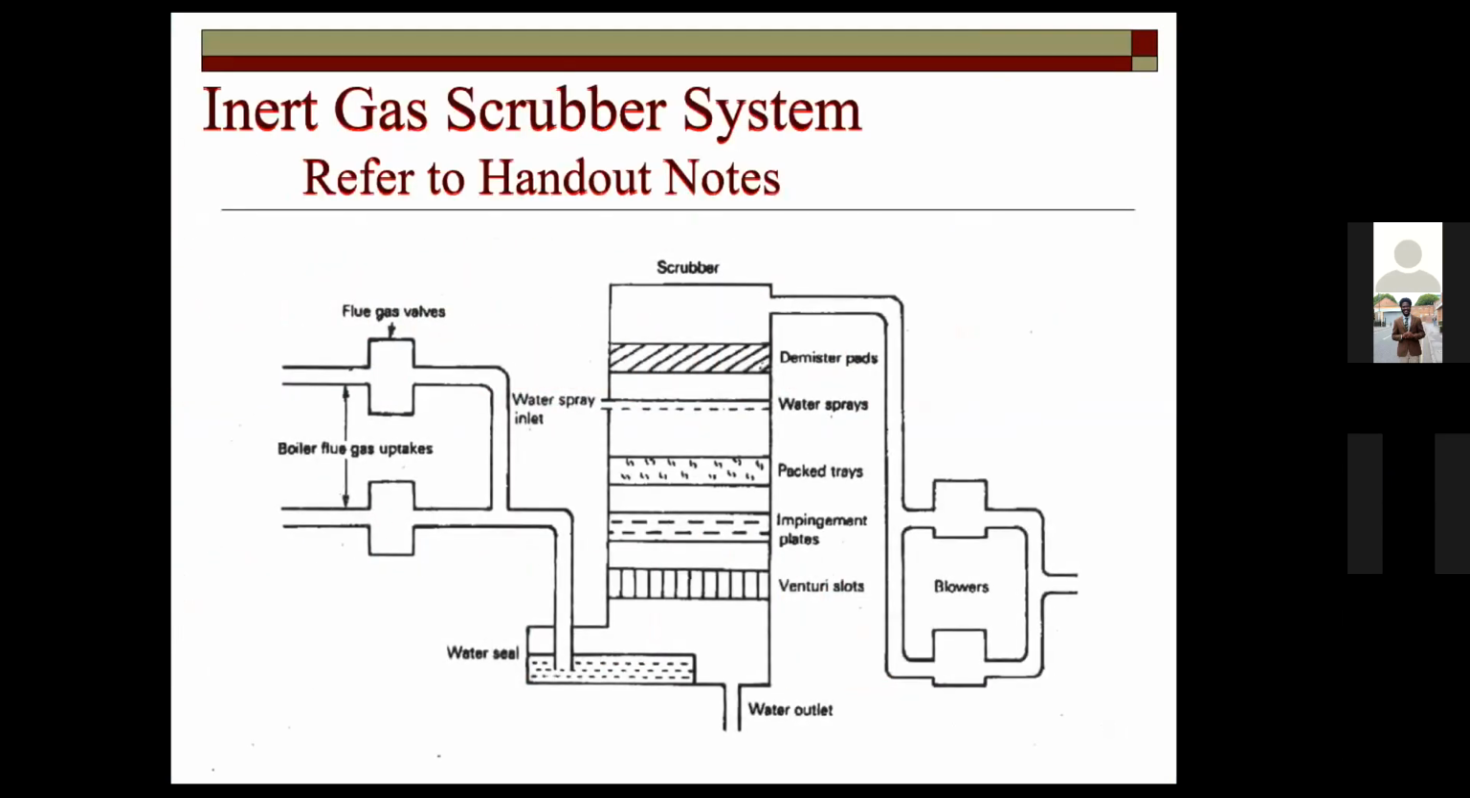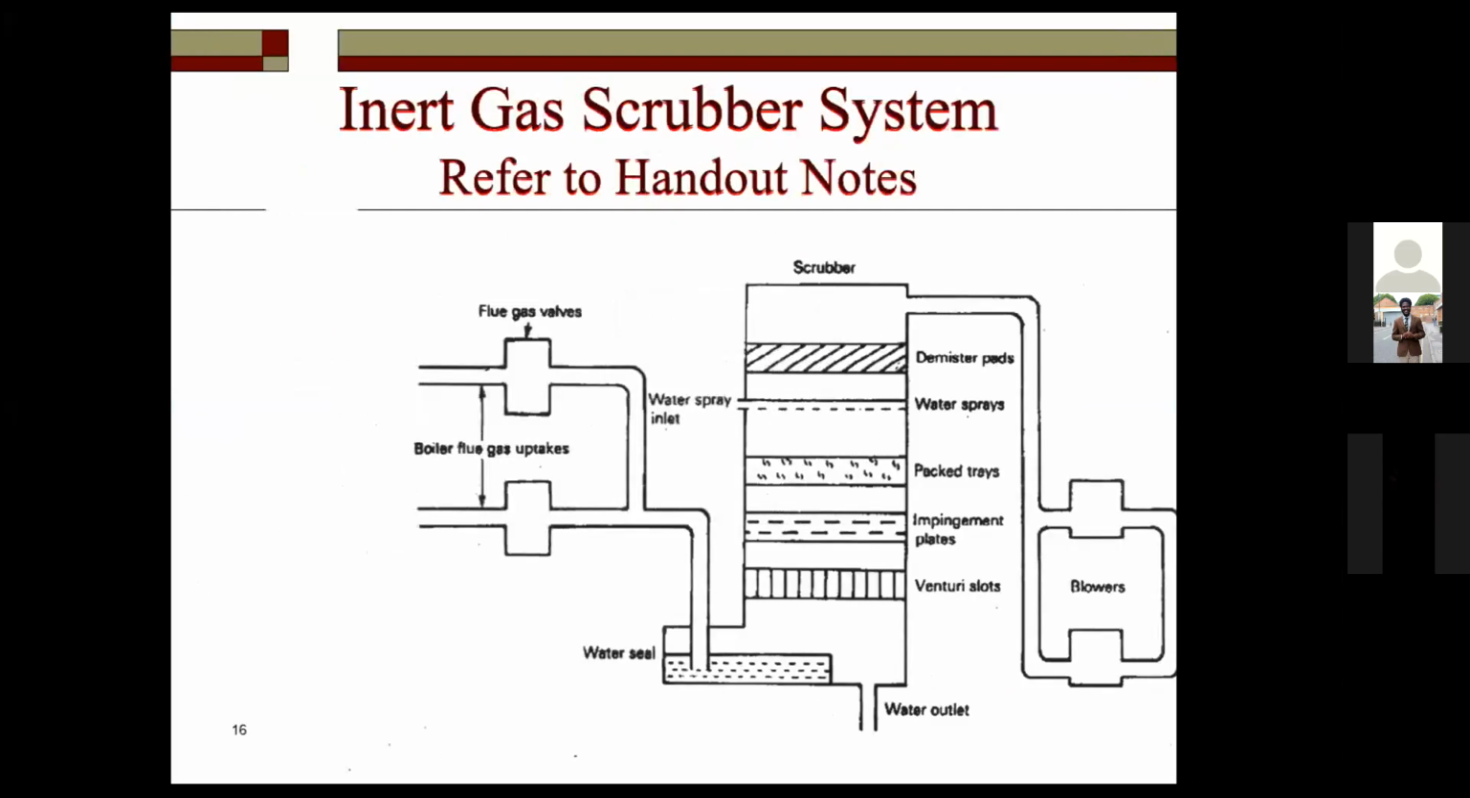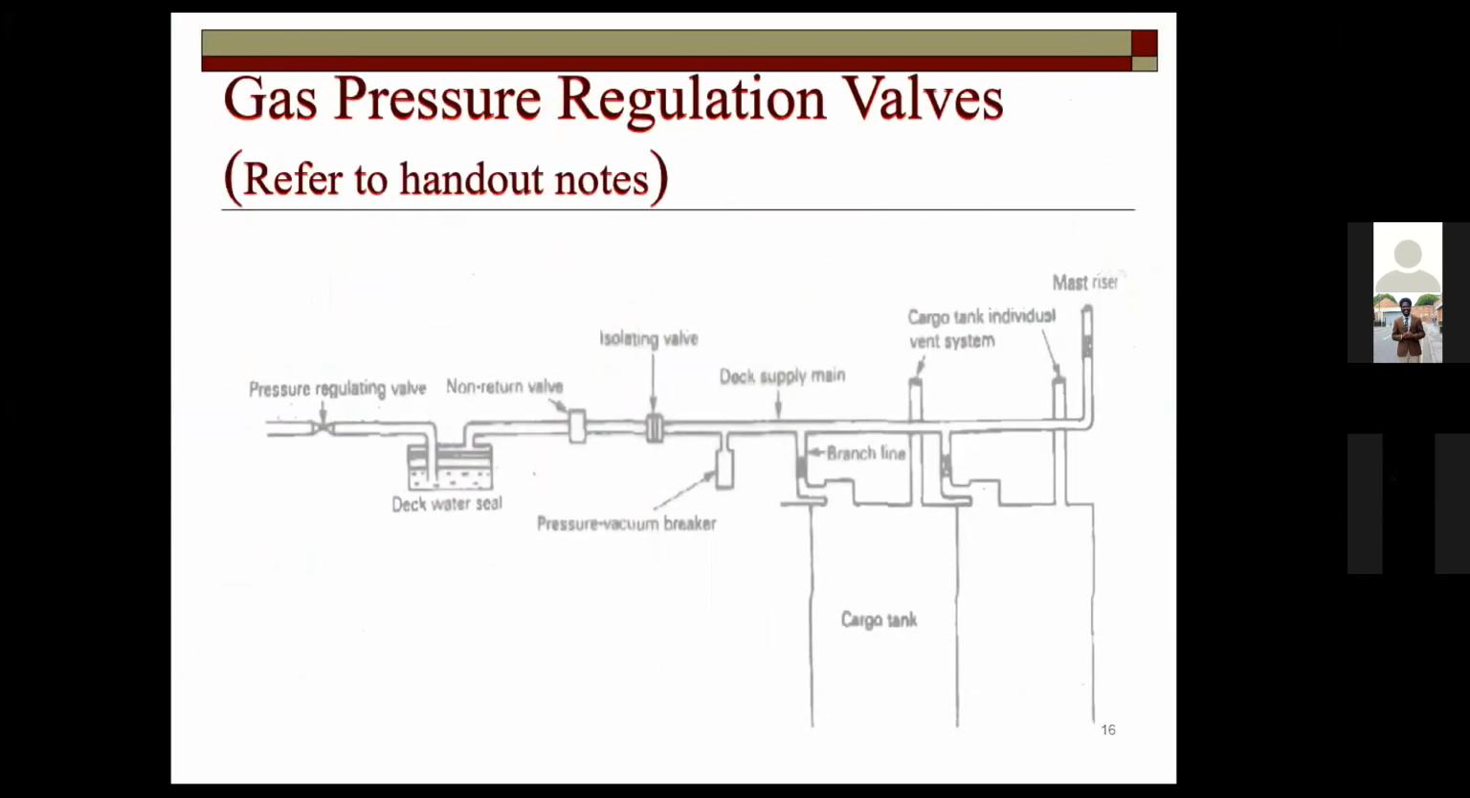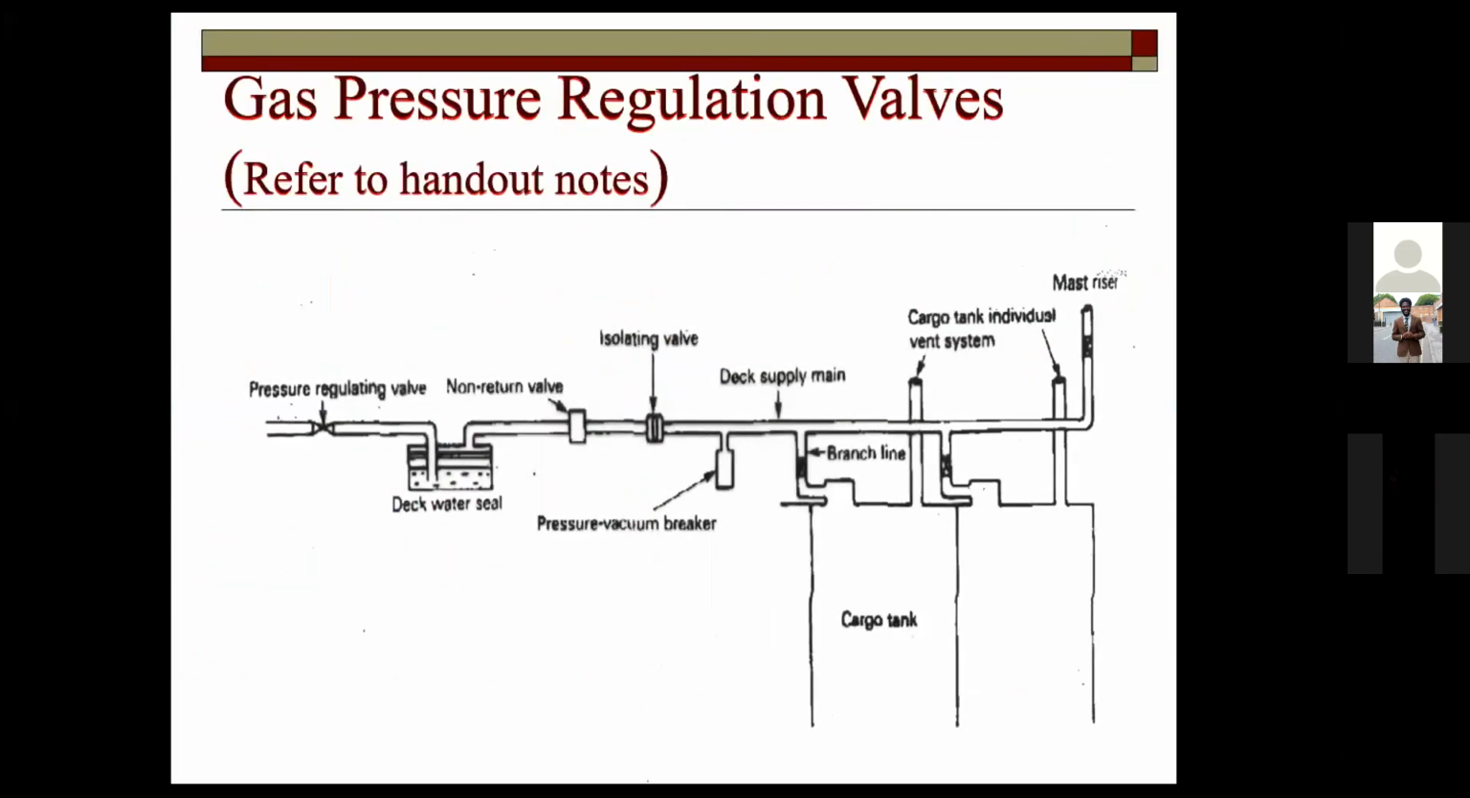So this is the scrubber. This is how it works. The water spray wash, as we have all discussed, and it's sent to the blower. Okay, so it's still about the pressure going into the tank. You have the regulatory valve, and you have a non-return valve, like I said, through the deck water seal. You have the main deck isolation valve.